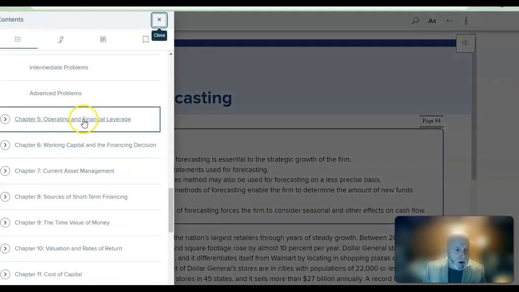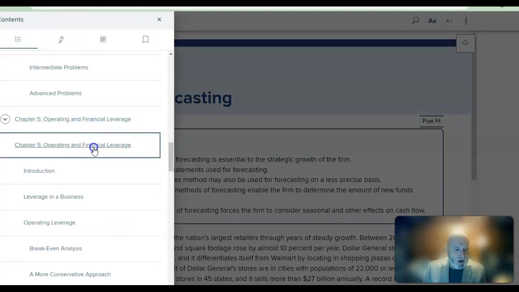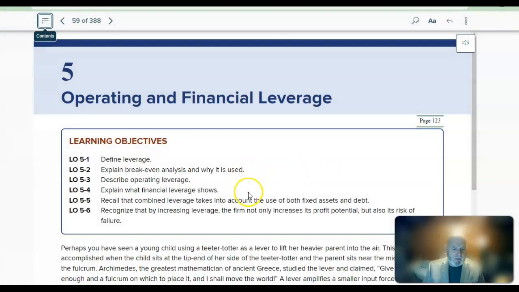Chapter 5, we're going to talk about operating financial leverage, and this is the idea of how we can make the right types of investments and do the right types of things that will allow us to successfully keep the organization financed. We're going to talk about two different types of leverage: operating leverage and financial leverage. You're going to want to understand what those differences are. They're pretty clearly different, so I don't think you're going to have too hard of a time with that.